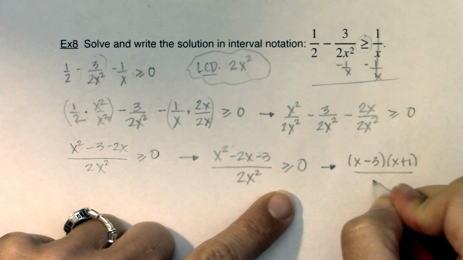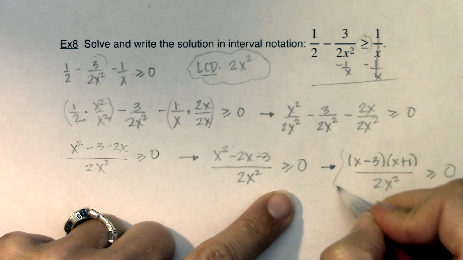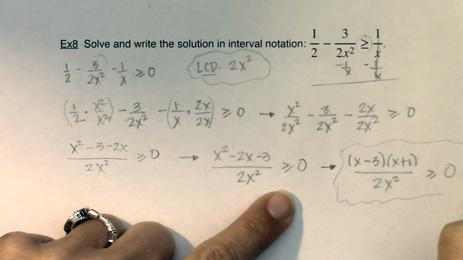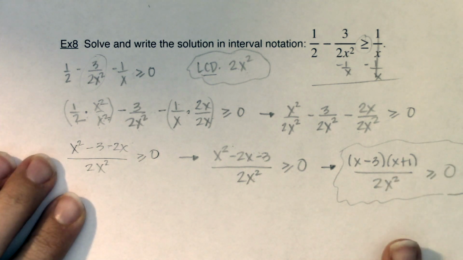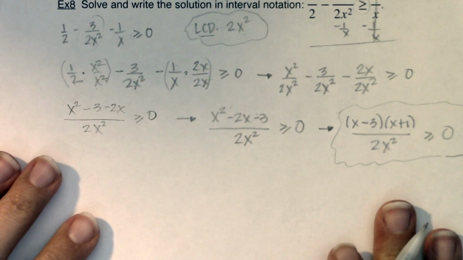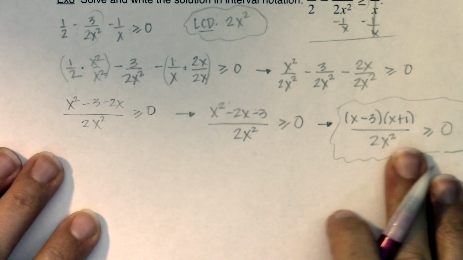And then I've got 2x squared on the denominator, all right, greater than or equal to 0. So this is going to be the new rational inequality I'm going to try and solve. So let me scooch this up just a bit so I have some more space. All right, and then we're going to try and solve this rational inequality.